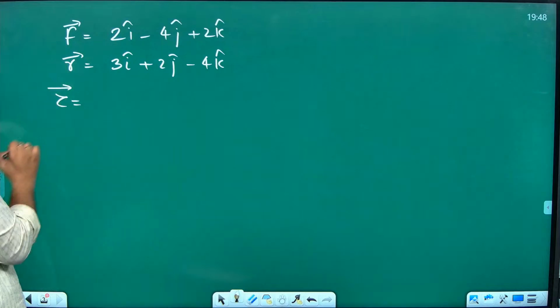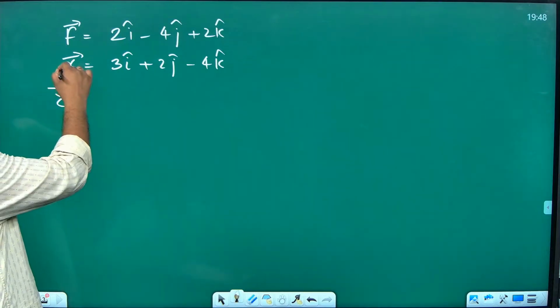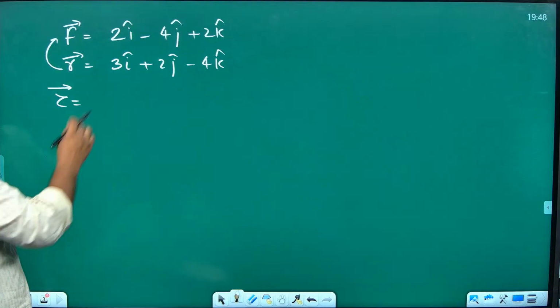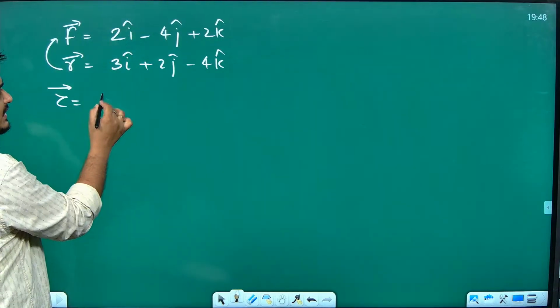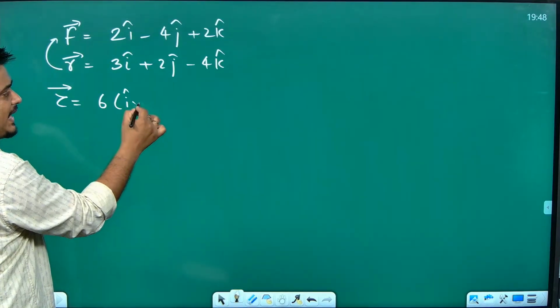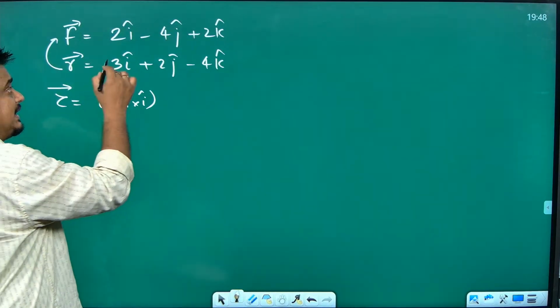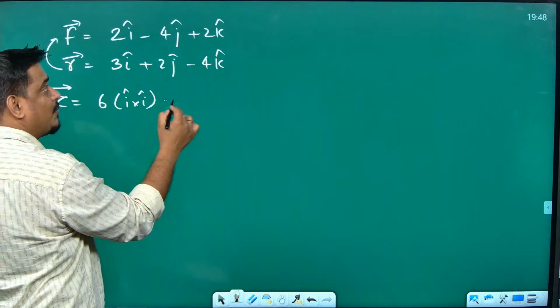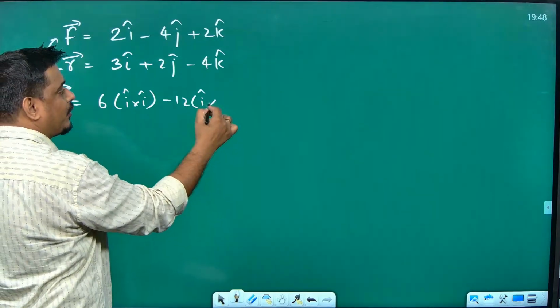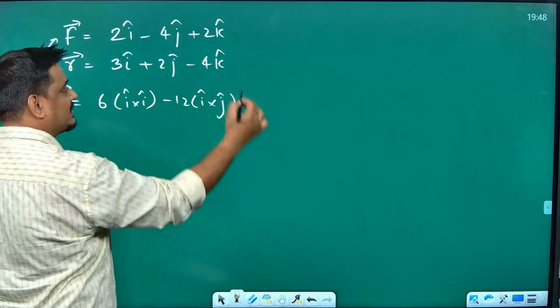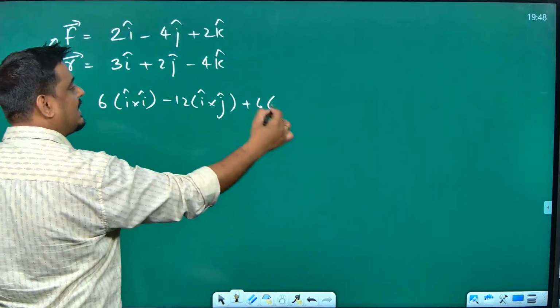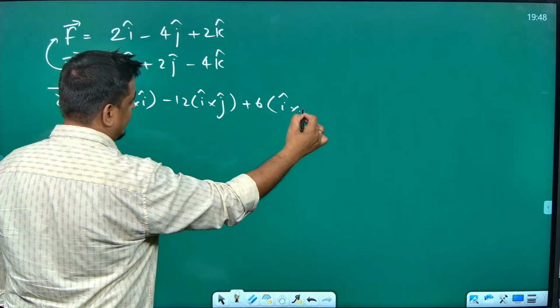Okay, coming back. So torque vector will become equal to r cross F. So this cross this, isn't it? I will take first 3 into 2. How much is that? 6. In bracket I will write i cap cross i cap. What you did initially, the same thing I am doing. Then 3 into 4 also will come here, so minus 12 i cap cross j cap. Plus 6 i cap cross k cap.